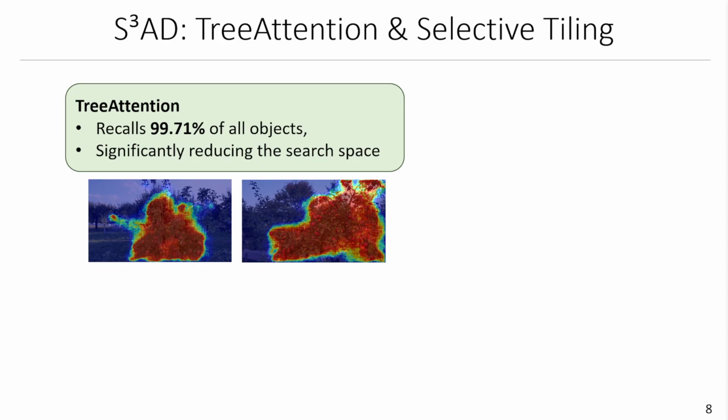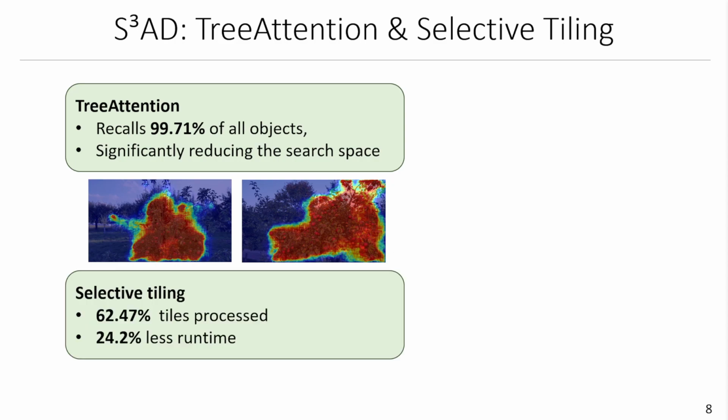Lastly, let us take a look at the results of tree attention and selective tiling. Our evaluation shows that the binarized attention maps predicted by tree attention are able to recall 99.71% of all objects in the test split, while, as can be seen in the two examples, significantly reducing the search space. These attention maps enable our selective tiling module to process only 62.47% of all possible tiles, which results in a 24.2% runtime reduction compared to processing all tiles.